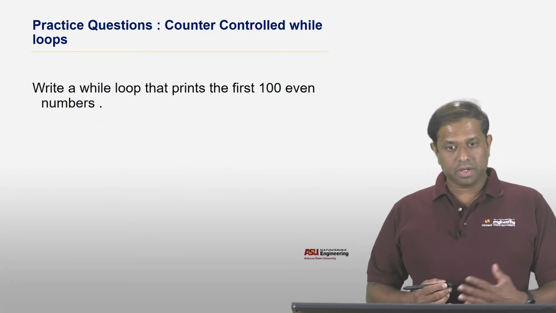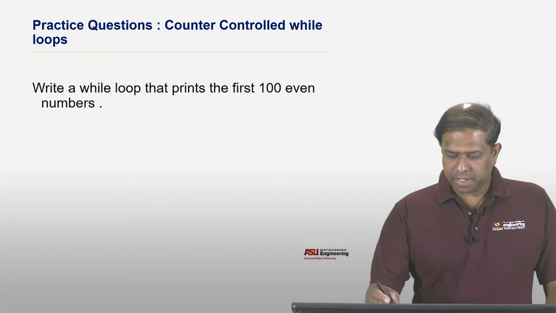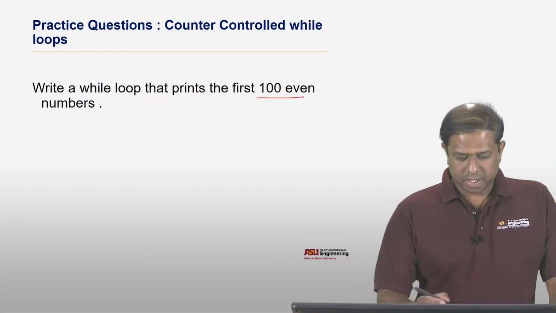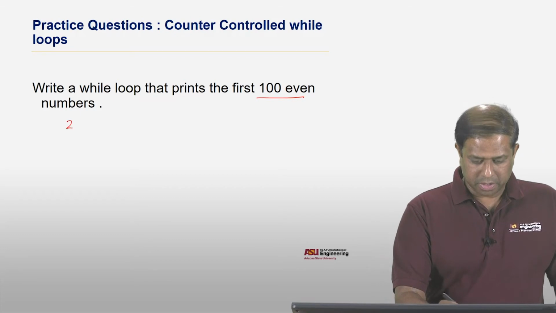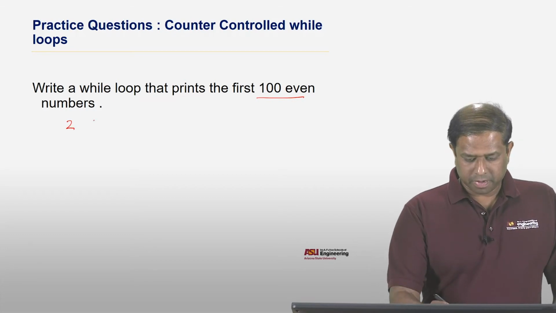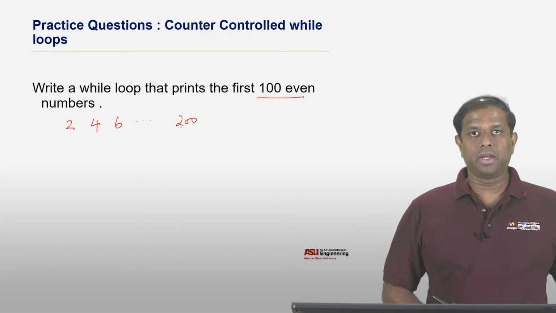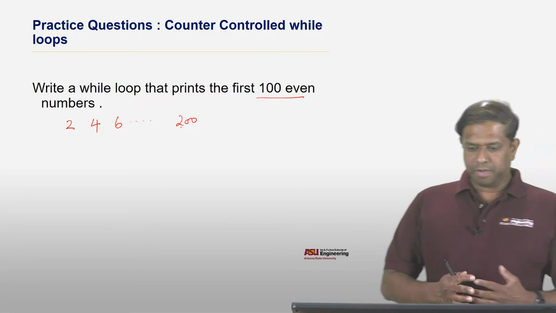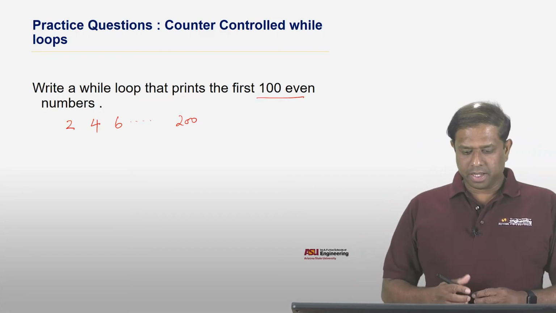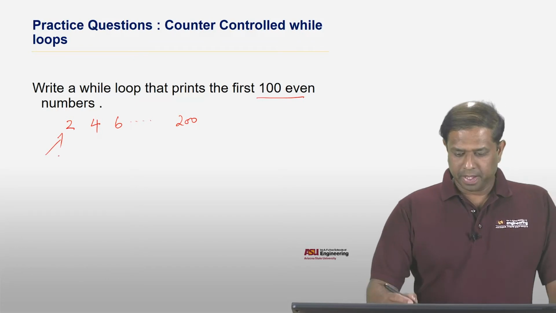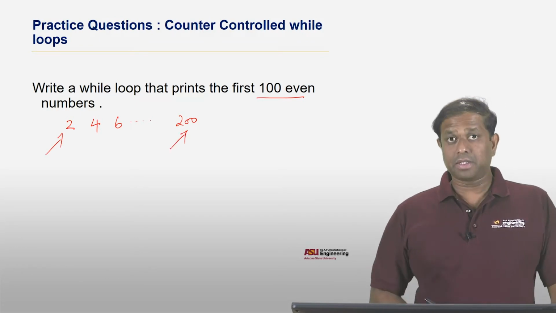So let's work on one more example. Now let's suppose we need to display the first 100 even numbers, right? When you display even numbers, we need to start with 2 and then go for the next even number, that's 4, 6, and so on and so forth. Then the last number to be displayed will be 200, right? Now if I want to write a logic like this, then we know that this has to be the initial value, and this has to be the last value.